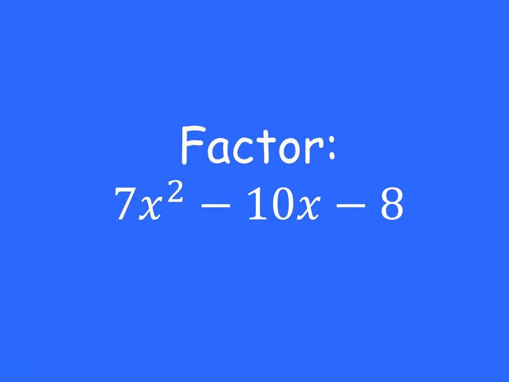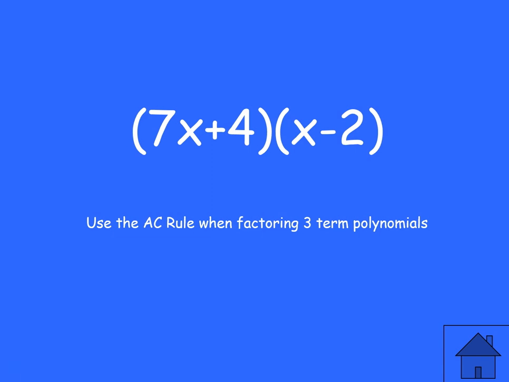Okay, let's check your answer. Let's see if this is what you got. The answer is 7x plus 4 times x minus 2. Again, AC rule is what you're going to use for three-term factoring.